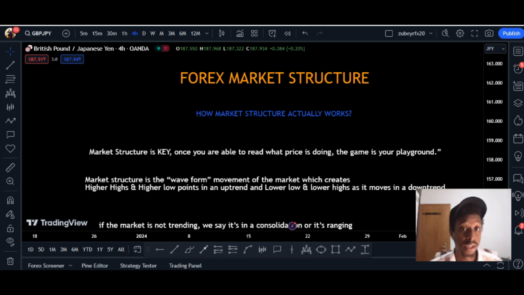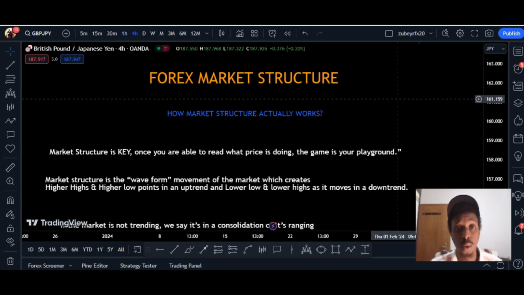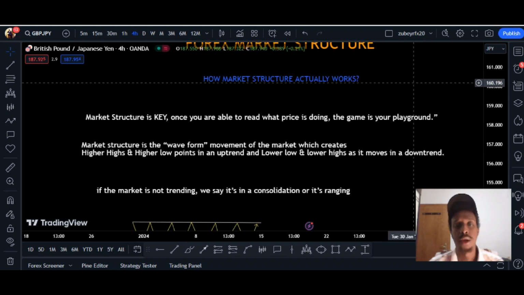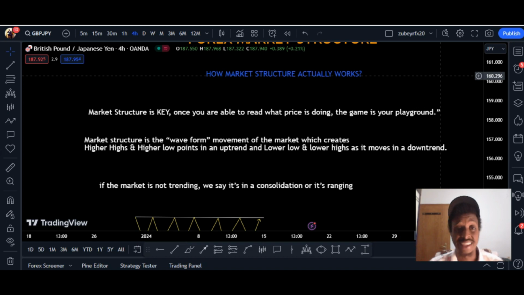Today our topic is Forex market structure. We will talk about how market structure works in this market, and first we will talk about how market structure actually works. Guys, market structure is the key of this market. Once you are able to read the price action, that means you master the game. So the game is yours.